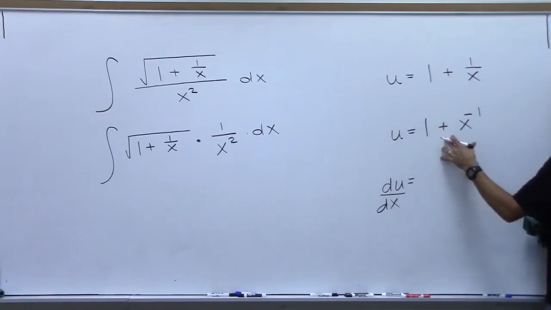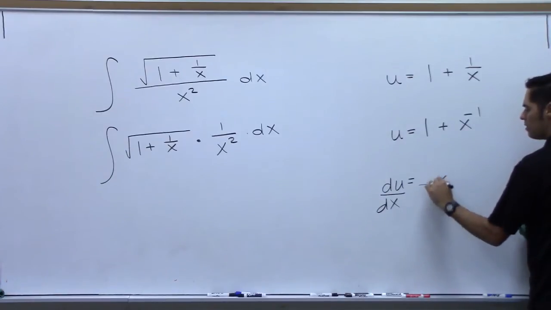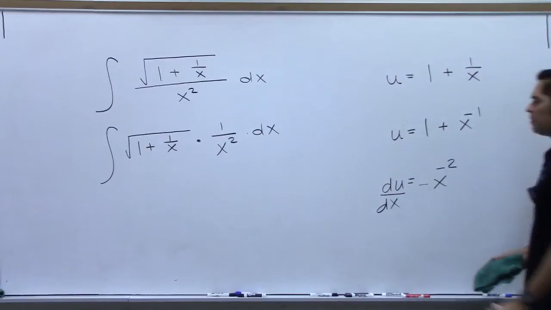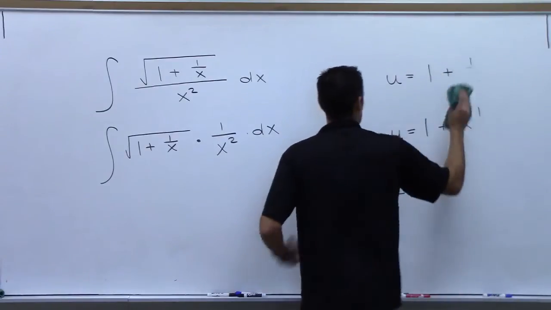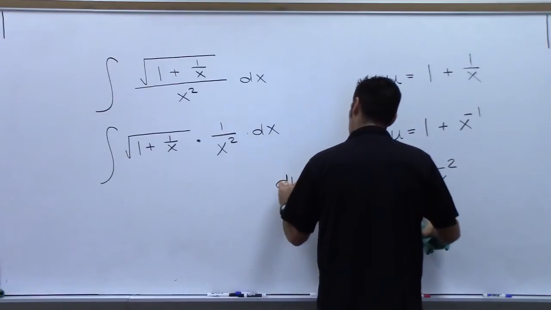I'm going to take the derivative on both sides. The derivative of 1 is 0. The derivative of this is negative x to the negative 2. I'll leave that there, and I'm going to go ahead and put the dx on the other side.